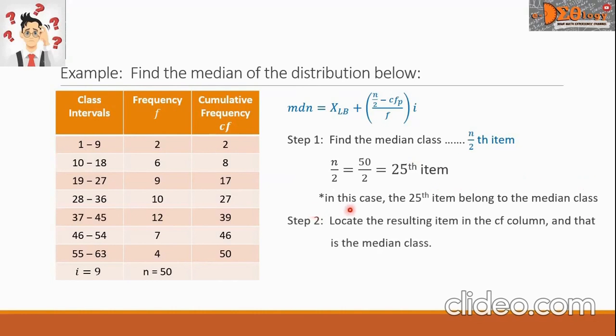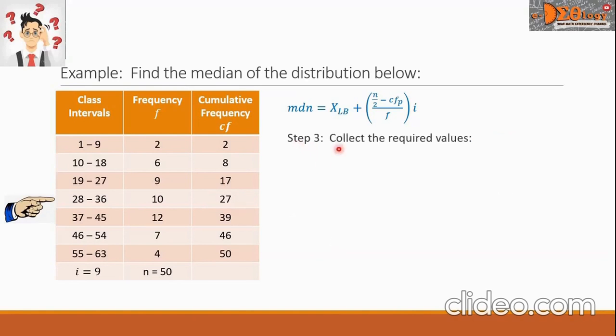For step 2, locate the resulting item in the CF column. It means the cumulative frequency column, and that is the median class. This is the CF column. The 25th item is found in here. It means to say that 28 up to 36 is our median class.